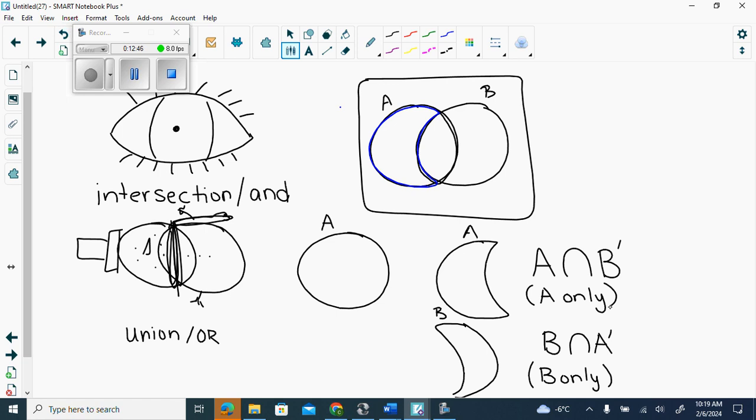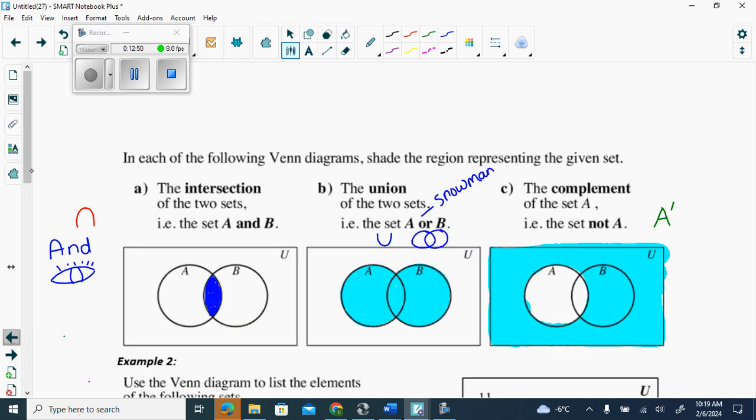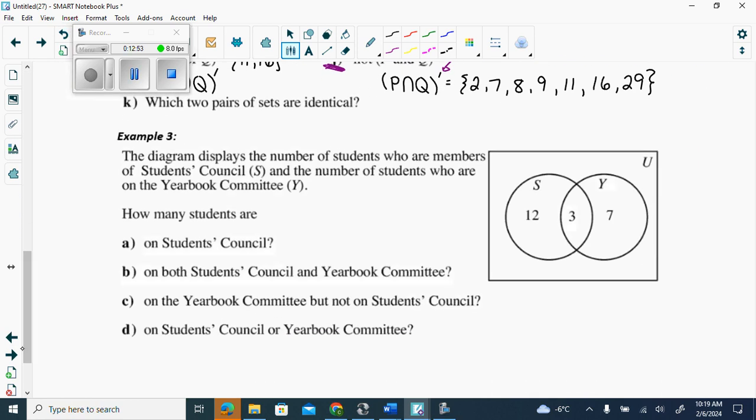All right, so let's go back to our notes. So here it says the diagram displays the number of students who are members of student council, S, and the students who are on the yearbook committee, Y. How many students are on student council? Does it say student council only? Is the word only appearing there? No, it says student council. Do we care if they're also on yearbook? No, we just care if they're in student council, correct?